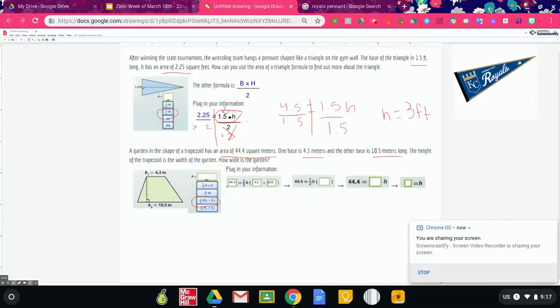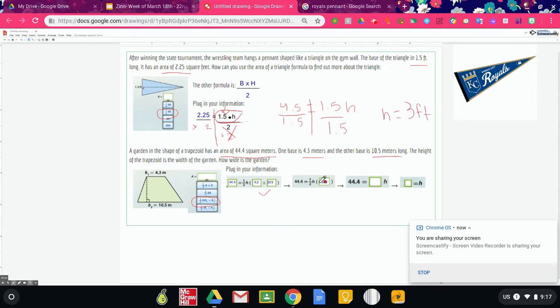Okay, so next step is if you're doing order of operations, which is like the PEMDAS thing, you have to do parentheses first. So in this scenario, we're going to have to add these two things. So 4.3 plus 10.5 is 14.8. So we've done step 1 of many.